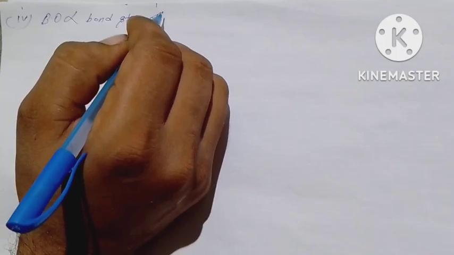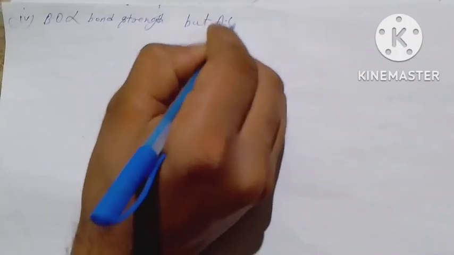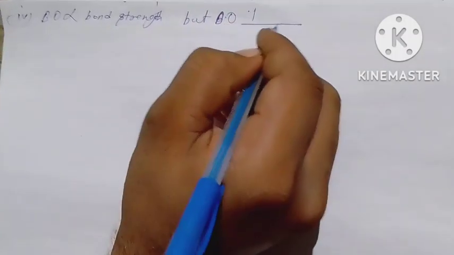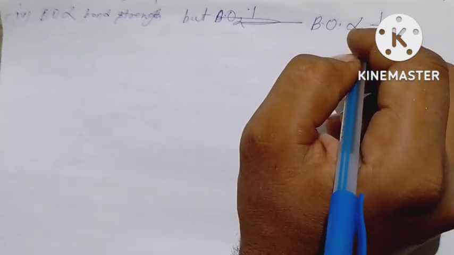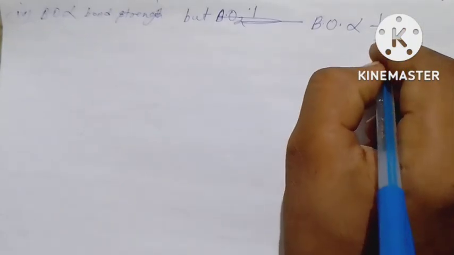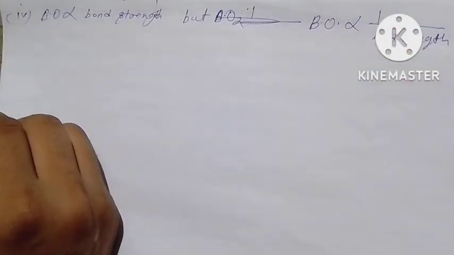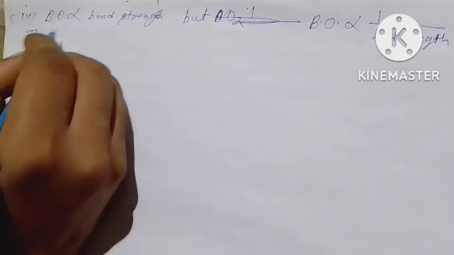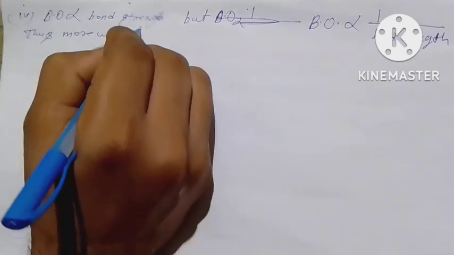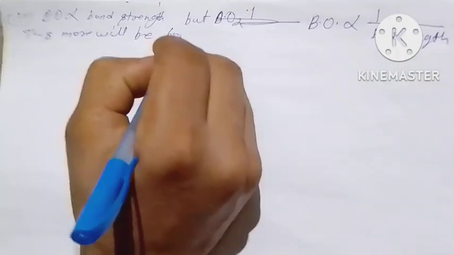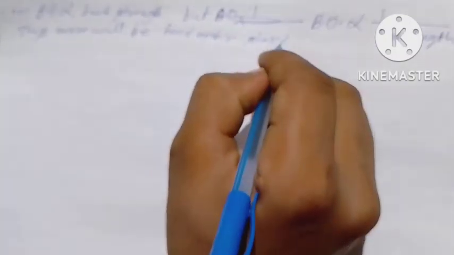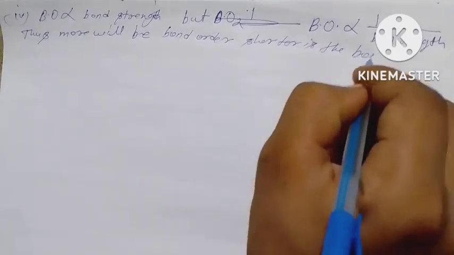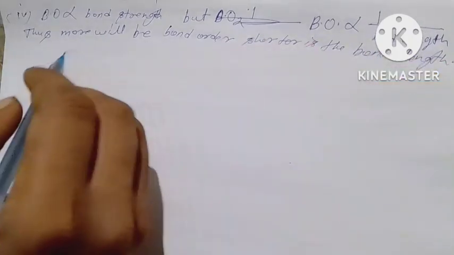But bond order is inversely proportional to bond length. Thus, the more the bond order, the shorter is the bond length.